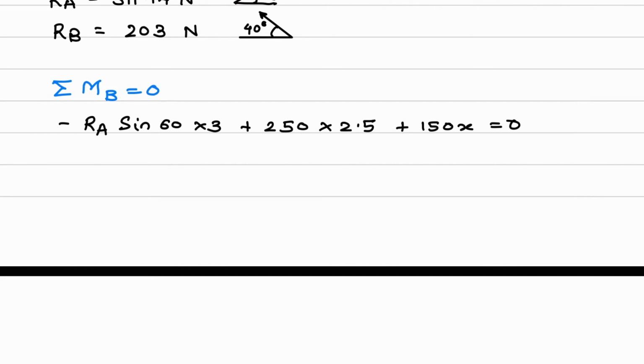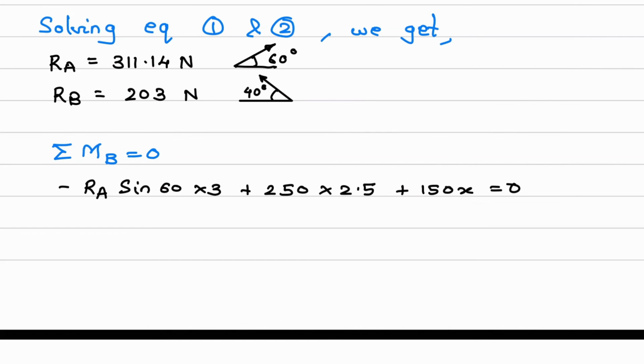Now in this equation, we know the value of RA, which we have calculated over here. What is the only unknown in this equation? x. So we can calculate the value of x. So x is equal to 1.22 meter. This is the final answer.